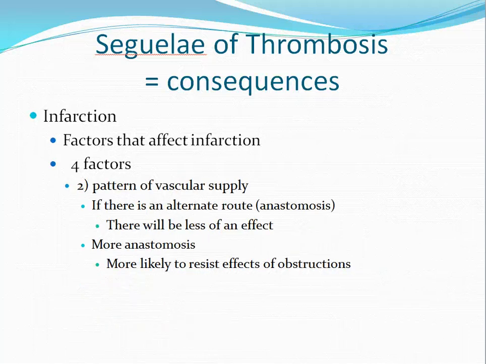Another factor that can affect an infarction is the pattern of vascular supply. If there is an alternate route, such as an anastomosis, by which the blood can reach the tissue, there will be less of an effect with the infarction. The more anastomoses there are, the more likely that tissue is to resist the effects of obstruction.